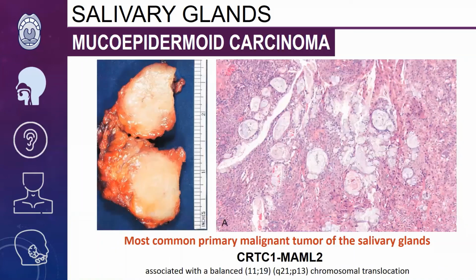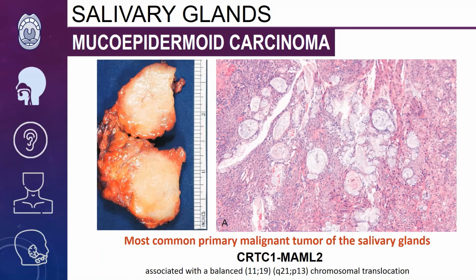Next is the mucoepidermoid carcinoma, which is the most common primary malignant tumor of the salivary gland, representing about 15% of all salivary gland tumors. Most occur in the parotids, but mucoepidermoid carcinomas account for a large fraction of salivary gland neoplasms in other glands, such as your minor salivary glands.